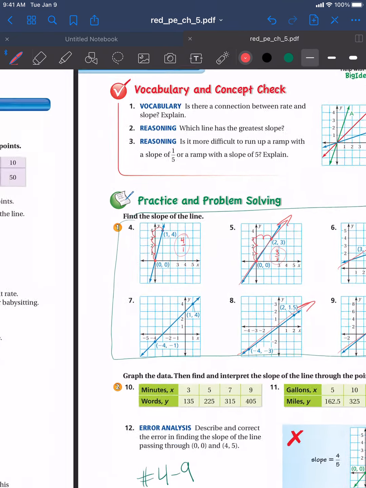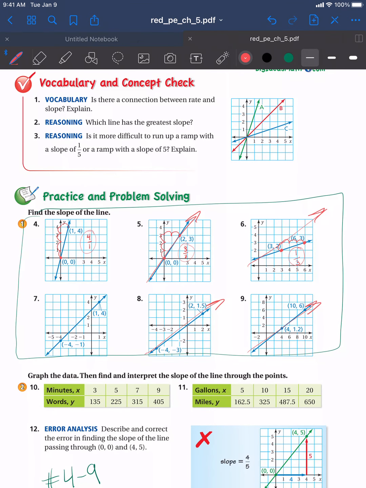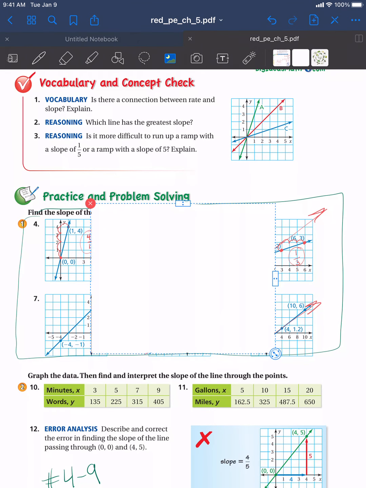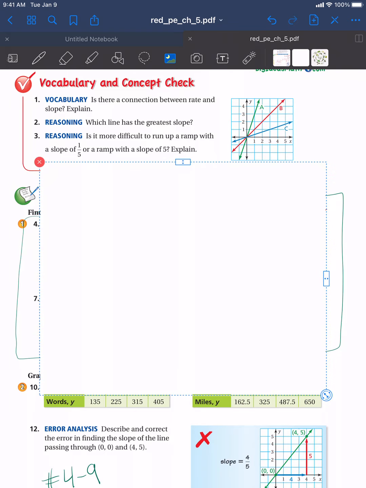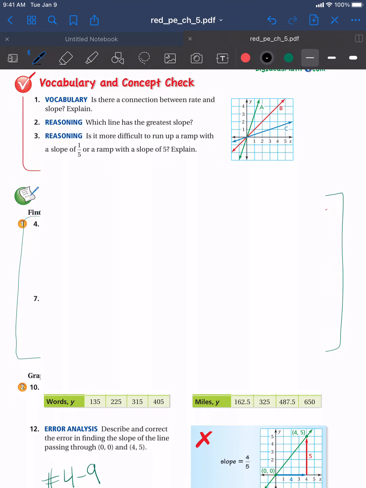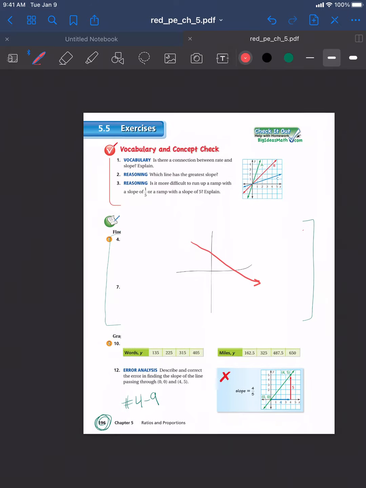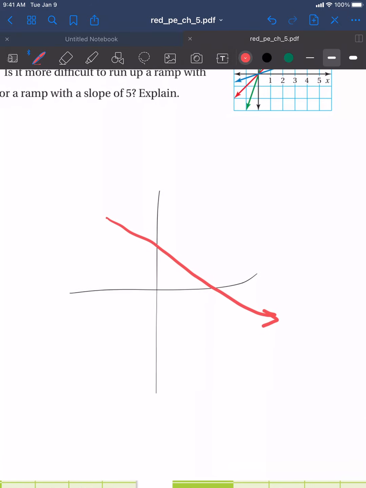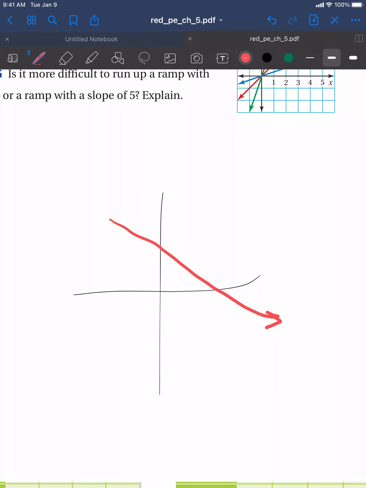A negative slope, you guys, would look like this. Let me put in a picture. Yeah, so here's what a negative slope would look like. If I had my coordinate grid, the negative slope would be a line that goes downwards. So that's surprising that they only gave you guys positive slopes this time around.